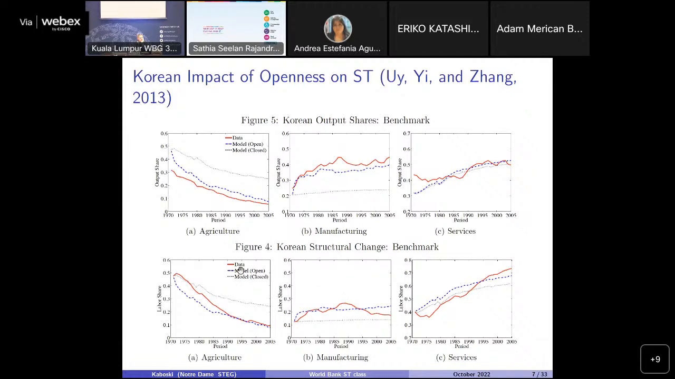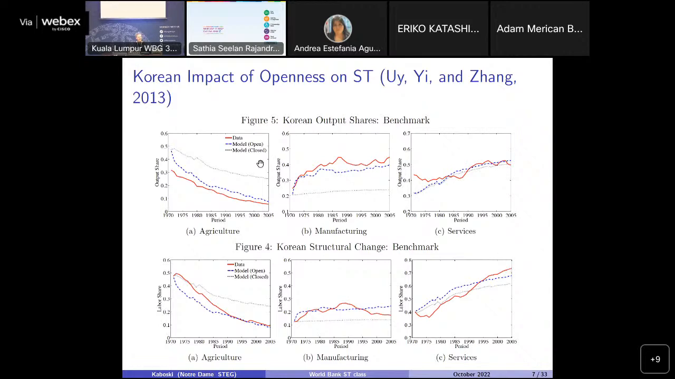And what you see is that in the open economy model, by construction, because this is what they've calibrated to, you see that they match things fairly well. You get this big decline in the fraction of labor and the fraction of output in agriculture. You don't really get much of a hump shape. Some of the hump shape you get in labor, not really much of a hump shape in output. But again, the model tracks the data reasonably well. And then you get this increase in services in the model and in the data.